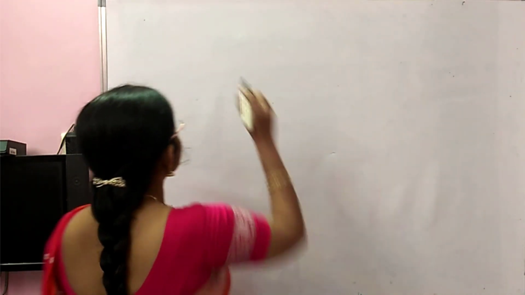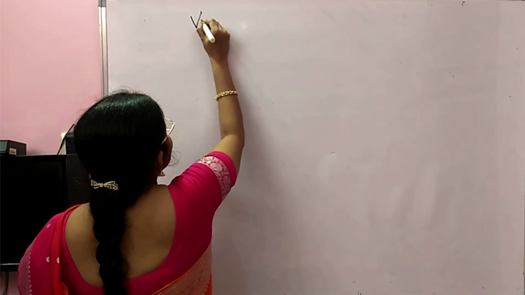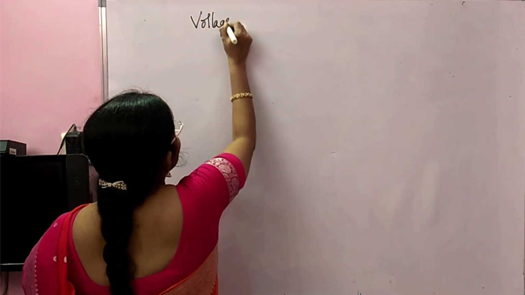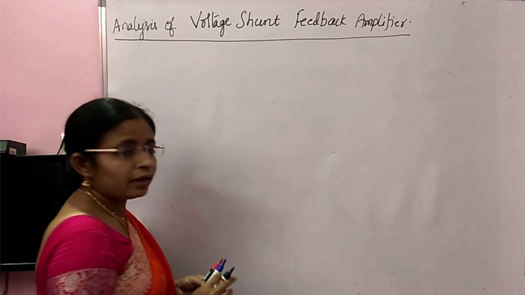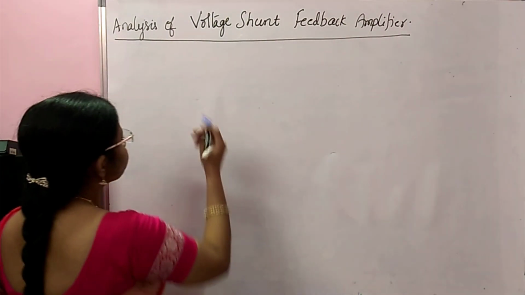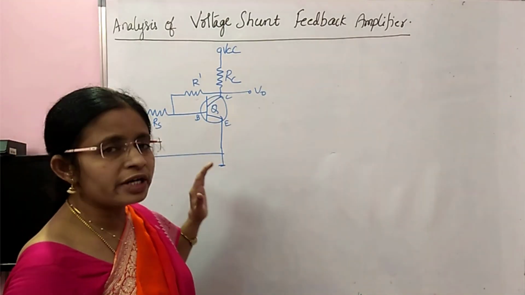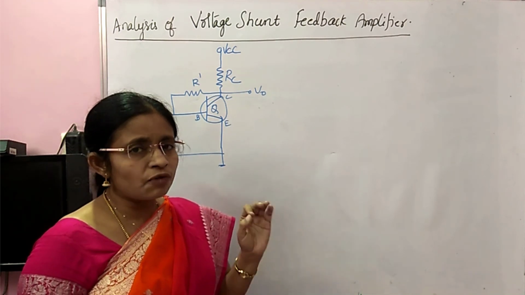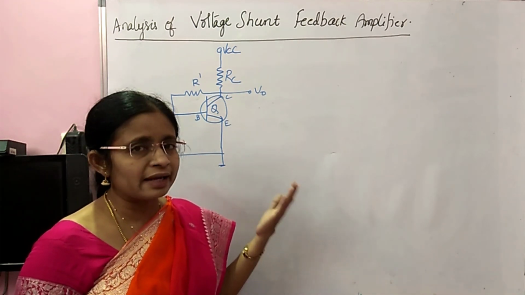Voltage-shunt feedback amplifier. Okay, so let me draw the circuit. This is a circuit of voltage-shunt feedback amplifier. First we'll identify what is the feedback element here.